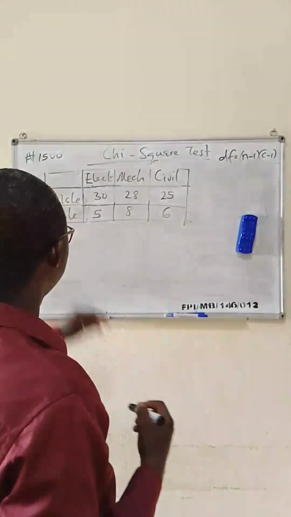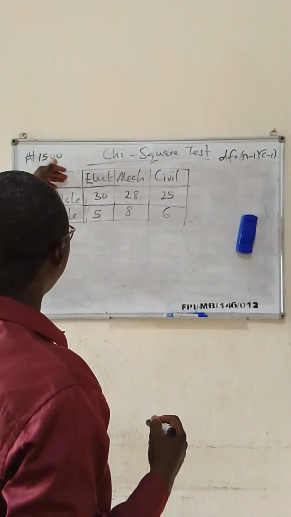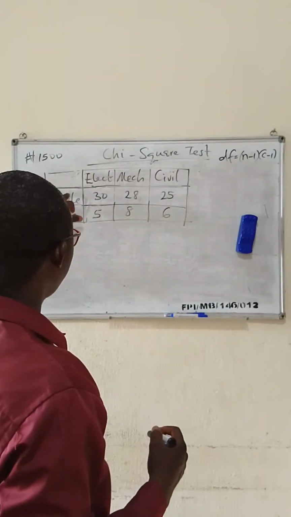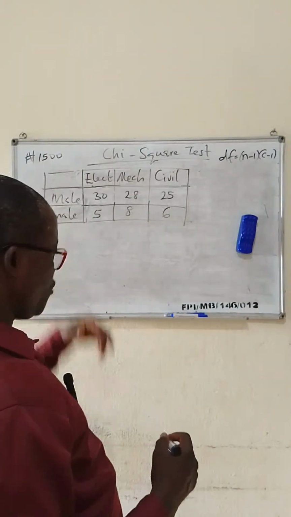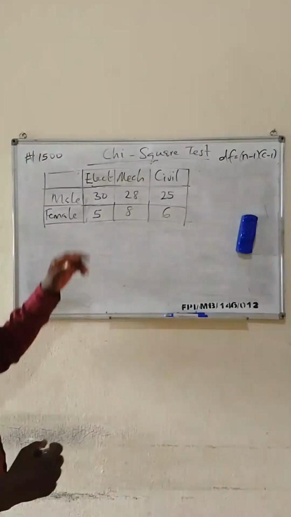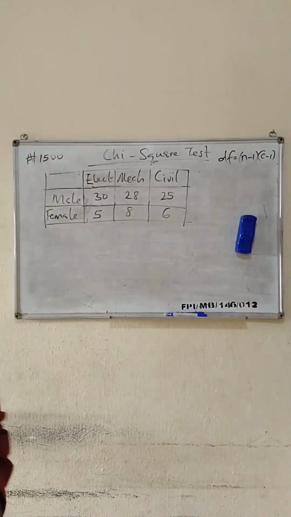So the problem now says that we want to find out using chi-square at 5% significance level whether gender, male or female, has an influence on the choice of course of study. That's what we want to deal with. We want to know whether gender has an influence. So we look at this kind of problem, and then we look at the solution to that also. Now look at this table.